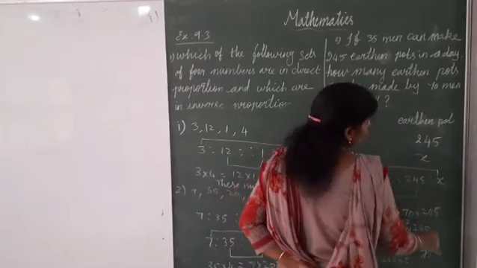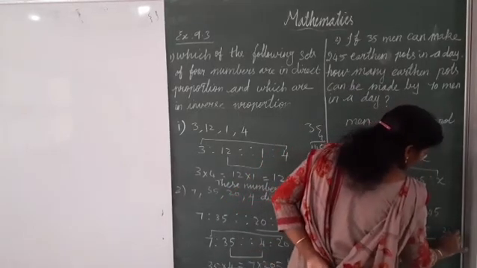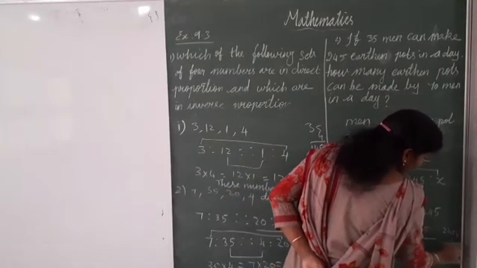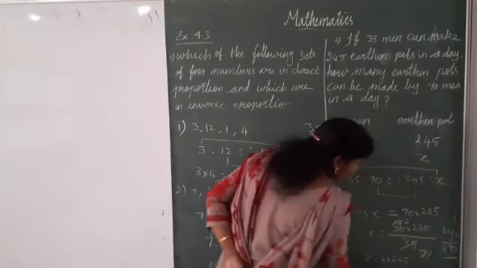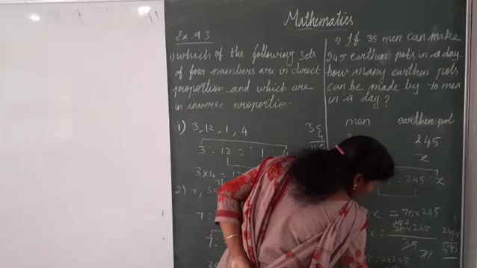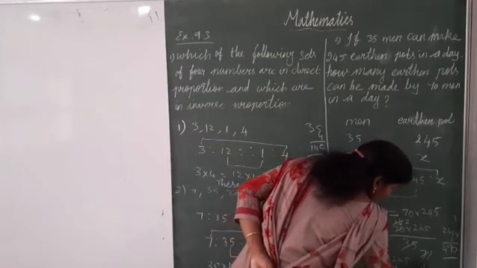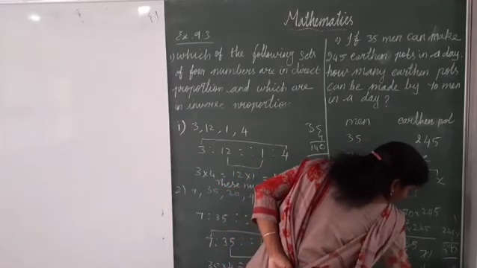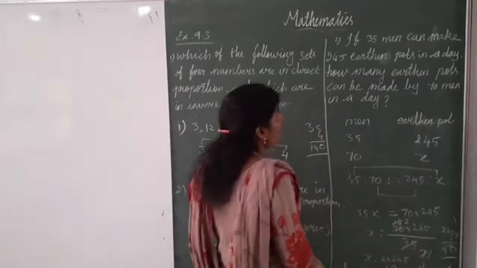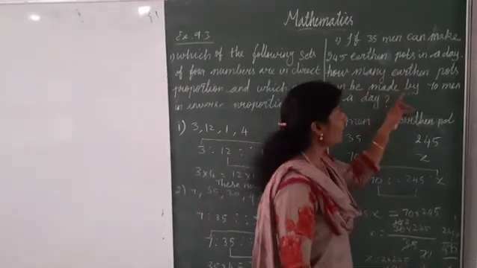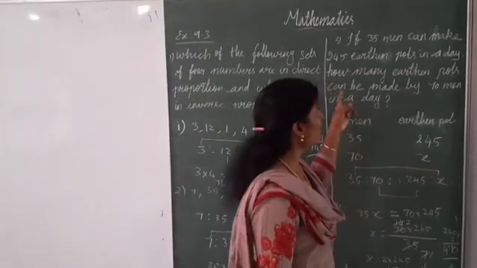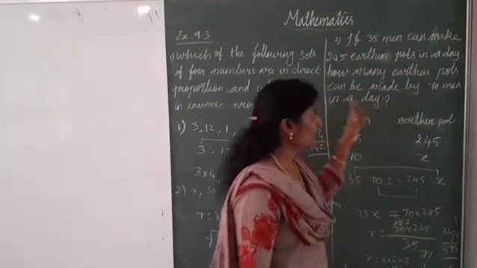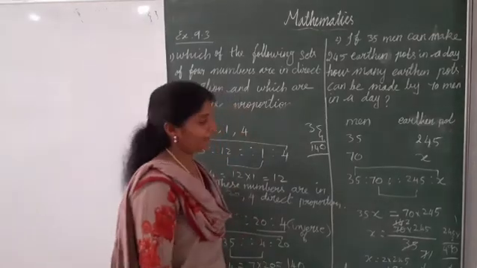What's the answer? 245 into 2. 5 2s are 10, 1 carry, 4 2s are 8 plus 1 is 9, 4. 490. Okay, how many earthen pots? 490 earthen pots, isn't it? How many earthen pots can be made by 70 men? 490 earthen pots can be made by 70 men in a day.